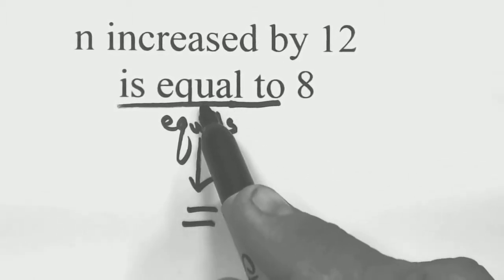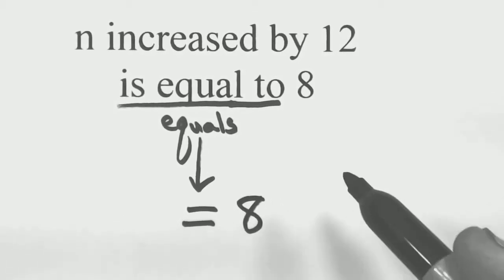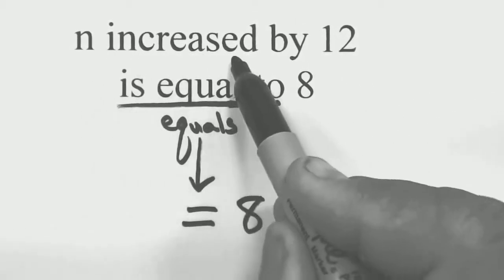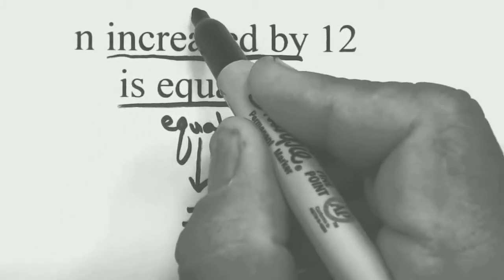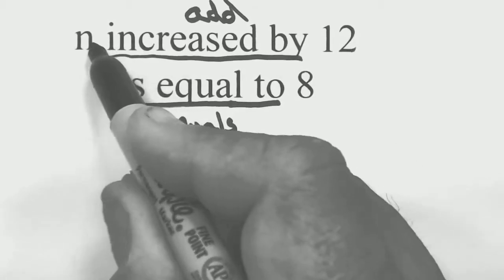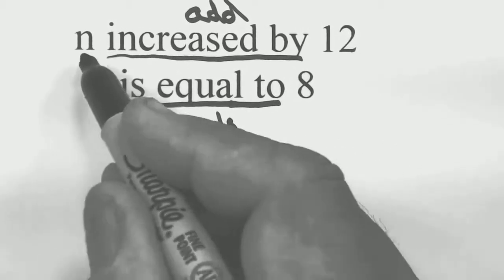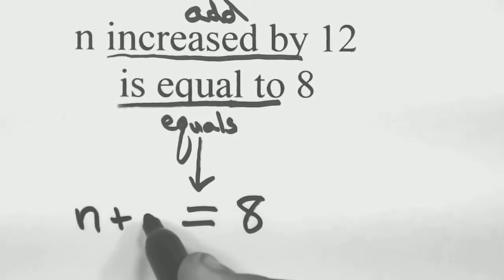What's to the right of that? What was to the right of the equals here? 8. What is to the left? n increased by 12. Increased by 12 means that we have to add the 12 to the n. So how do we do that? We just take n and add 12 to it, and that's what's on the left side.